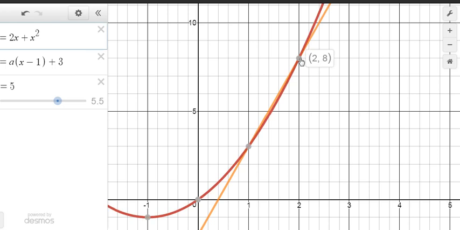There we go. See, that's the first one. Now don't worry about this or this. Don't worry about that right now. But that was the first secant line, right?